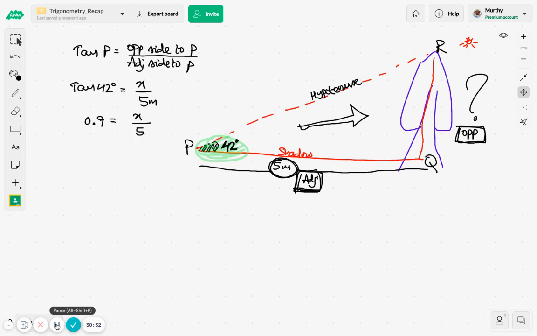You know how to isolate X. We have to eliminate the denominator, so times 5 on both sides. 5 and 5 get cancelled. I get X equals 5 times 0.9, which is 4.5 meters. So that's the height of the tree, which is 4.5 meters.